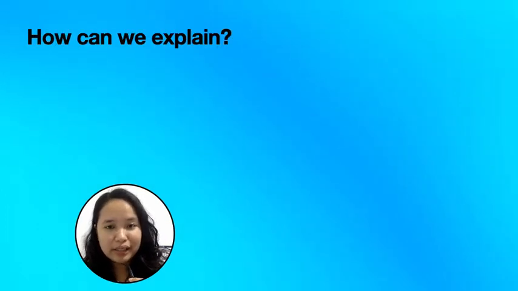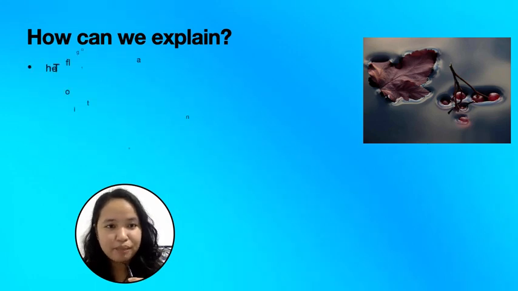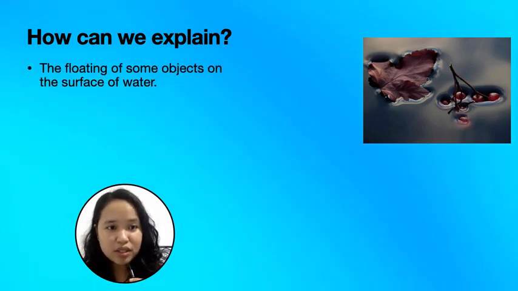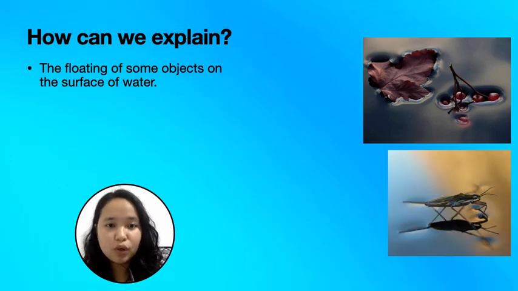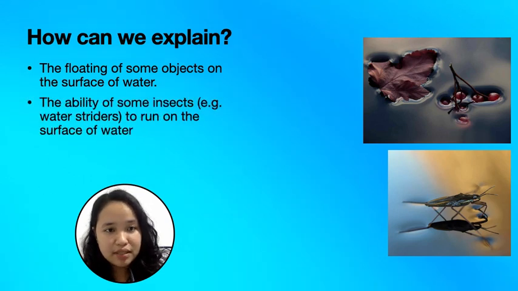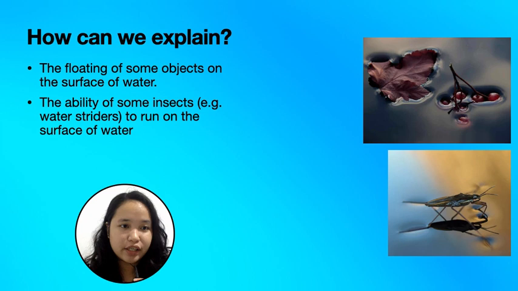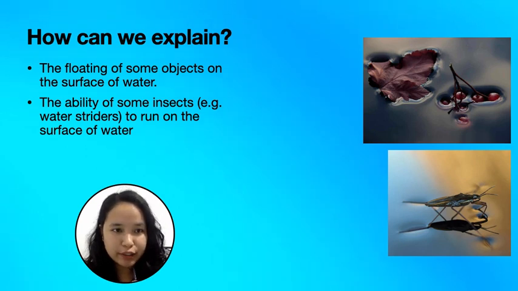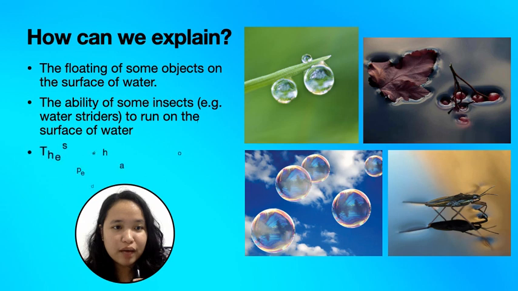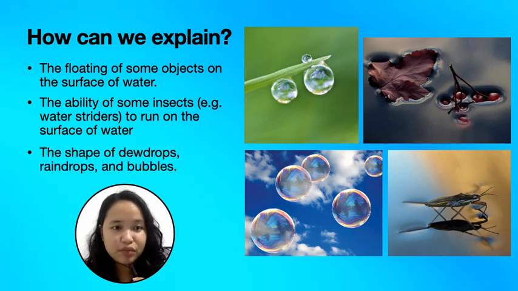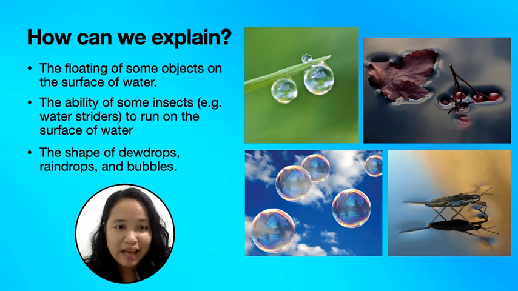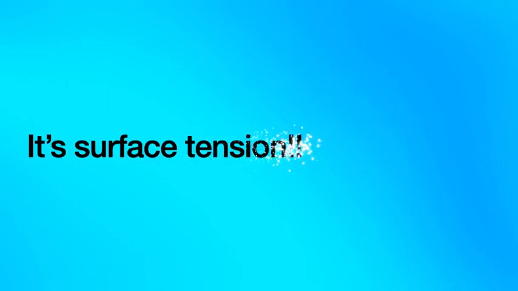So how can we explain phenomena like this? Floating of some objects on the surface of water, like this leaf and this fruit in this picture, or the ability of some insects like the water strider to run on the surface of water. And how can we explain the shape of dewdrops, raindrops, and some bubbles? Okay, so these phenomena can actually be explained by surface tension. It's actually just surface tension.